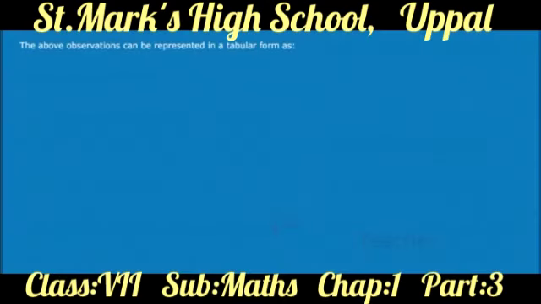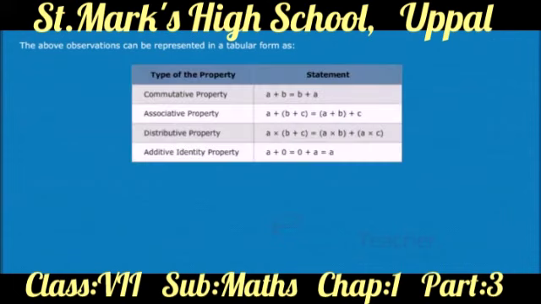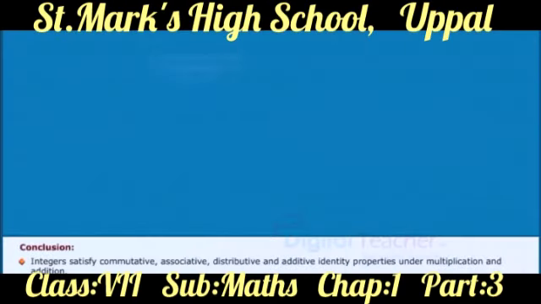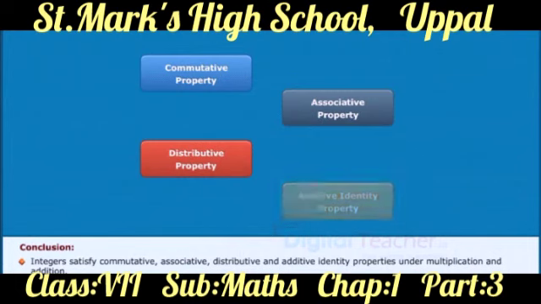The above observations can be represented in a tabular form as shown. Integers satisfy commutative, associative, distributive, and additive identity properties under multiplication and addition.